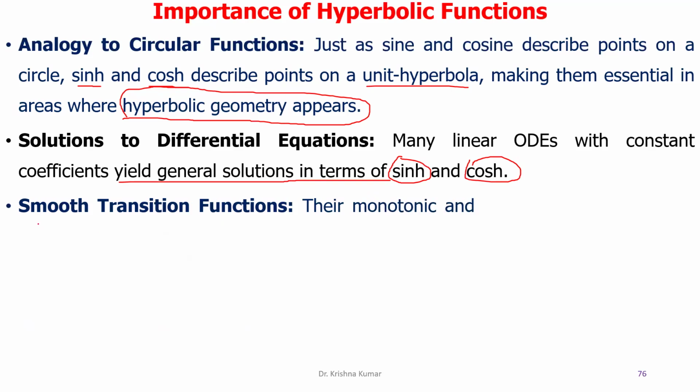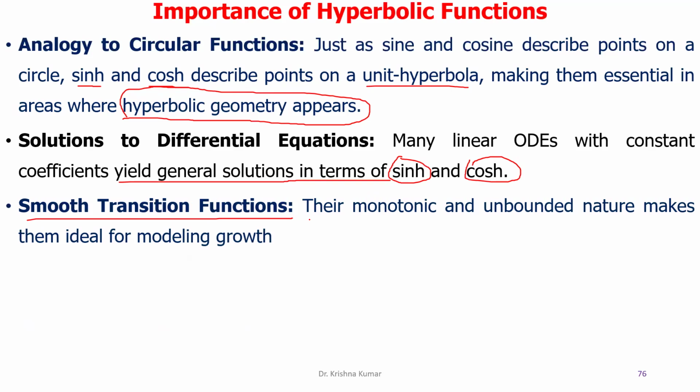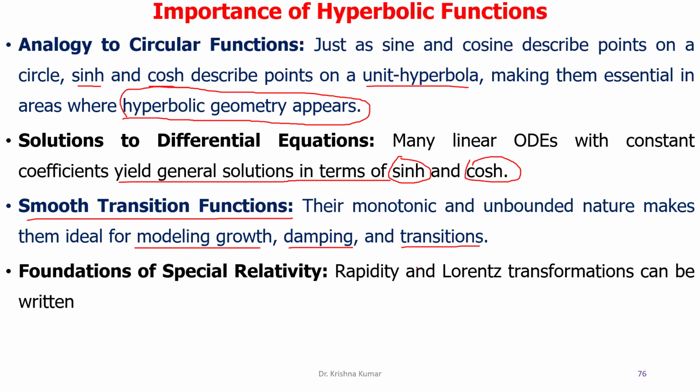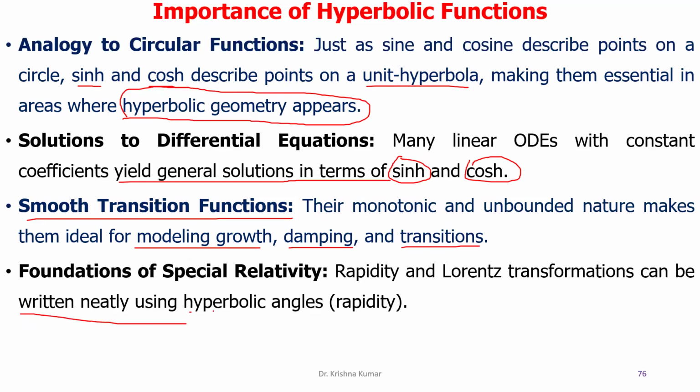The third importance is smooth transition functions. Their monotonic and unbounded nature makes them ideal for modeling growth, damping, and transitions. Then it is the foundation of special relativity. Rapidity and Lorentz transformations can be written neatly using hyperbolic angles, which is called rapidity.